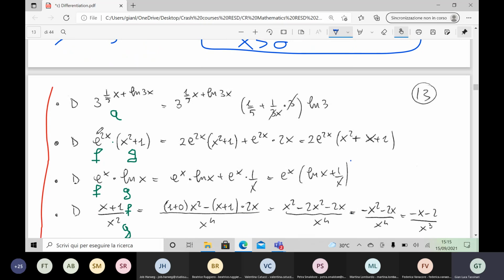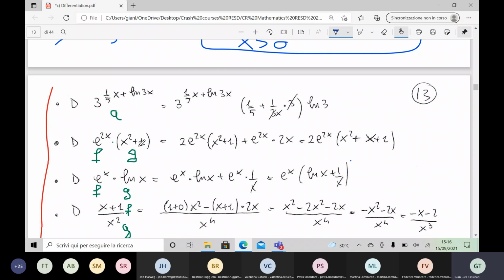Okay, so go to this one. Derivative of this is the first type. We are going to see a derivative like this. Because you see, you have e to the power 2x times x squared plus 1. So what kind of derivative function is, first of all? It is a product of two functions.